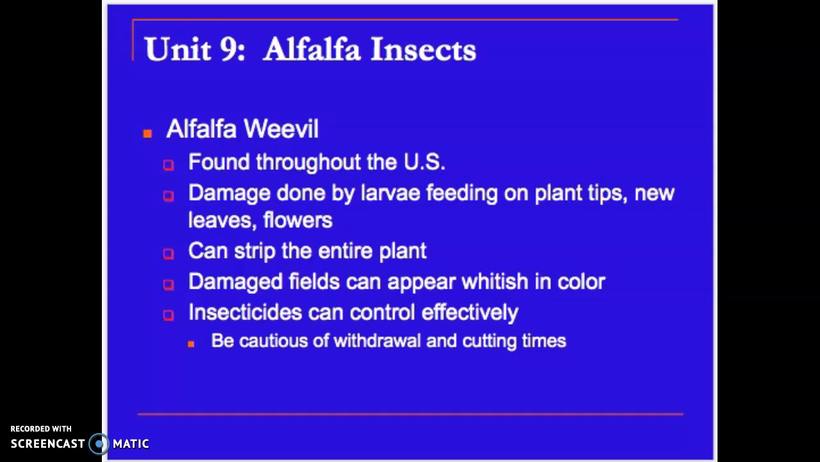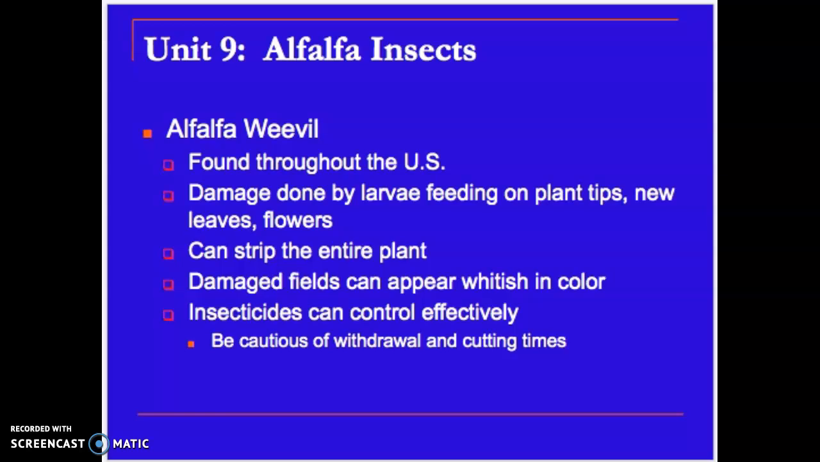Let's look first at alfalfa weevil that's found everywhere in the United States. Anywhere where you grow alfalfa, you've got to be worried about alfalfa weevil. So damage done by the larvae, feeding on the tips of the new plants, that new lush growth out there, that's what they prefer, just like you and I wouldn't eat the stem of the lettuce plant. We'd eat the nice lush leaves, and they actually can strip the entire plant clean if they are allowed to do so, if they are given enough time.